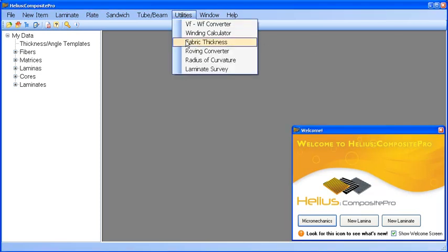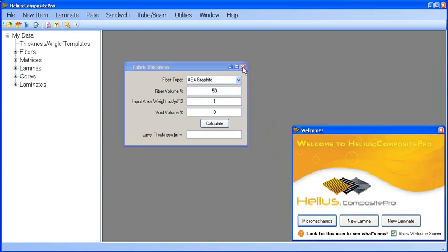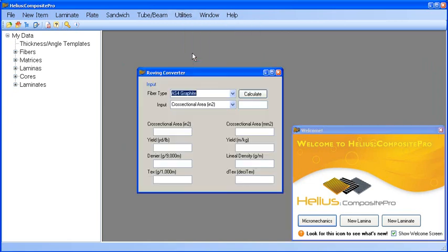The fabric thickness calculator is used to find an approximate thickness of a single ply based on the fiber volume fraction, the fiber areal weight, and a void volume. The roving converter utility can be used to calculate cross-sectional areas and various other lineal properties of a fiber material, such as the yield or the denier, based on a single input.